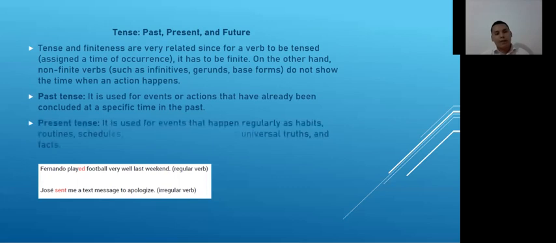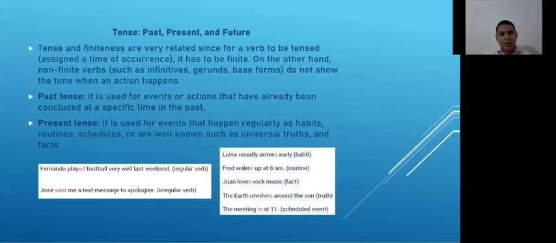Now we have the present tense. It is used for events that happen regularly as habits, routines, schedules, or are very well known, such as universal truths and facts. Let's check out some examples then. Lisa usually arrives early. It's a habit, as you can see here.